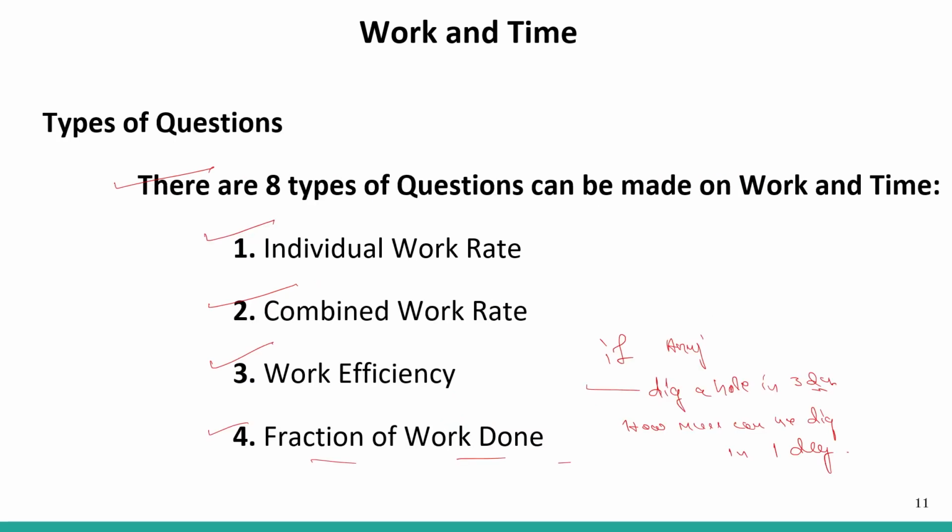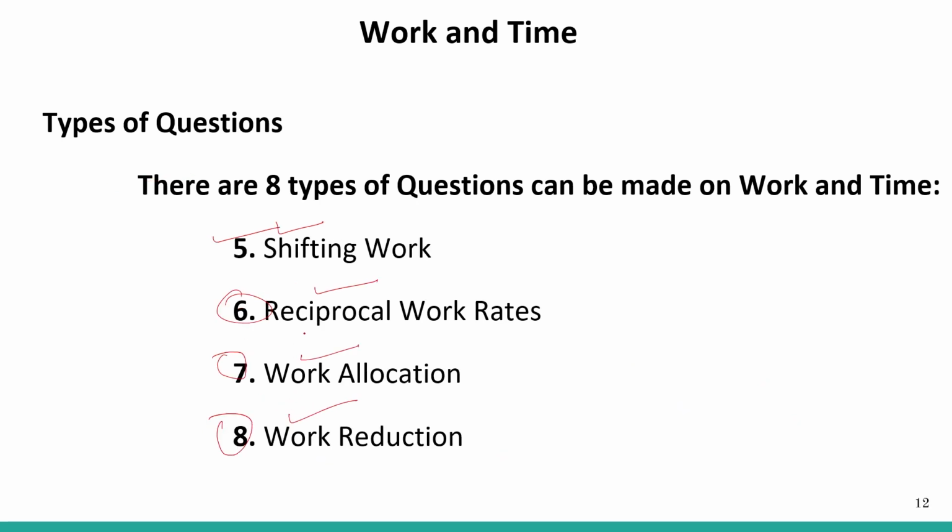So let's see the types of questions. There are 8 types of questions that can be made on work and time: individual work rate, combined work rate, work efficiency, fraction of work done, shifting of work, reciprocal work rates, work allocation, and work reduction. All these types of questions are asked in various competitive exams.